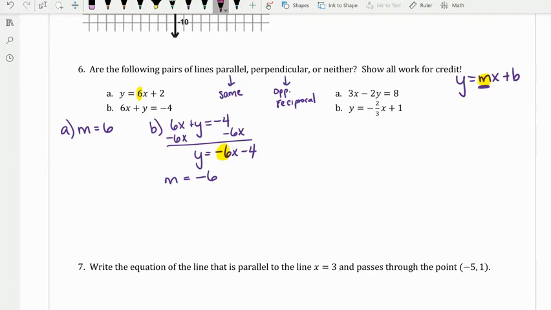That's our slope. You can't pick out your slope straight out of the equation until you put it in slope-intercept form. Okay, so if our slope here is 6 and our slope here is -6, they're not exactly the same. That means they're not parallel. And then for perpendicular, well, they are opposites. We have a positive and a negative, but they're not reciprocals. So this one would have to be neither.